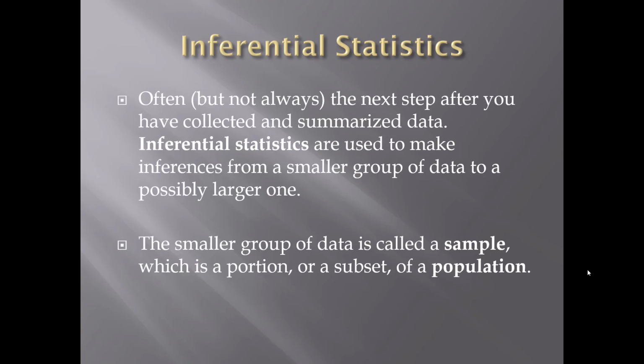So the smaller group of data is called a sample, which is a portion or a subset of a population. Maybe you're interested in, I know one of the topics off the top of my head from last semester has to do with the relationship of women and money, or how women maybe are not able to climb in the corporate world to levels to be able to earn substantial money like men. So you can't sample every woman out there in the United States. So you choose a population, you choose a sample of that population.